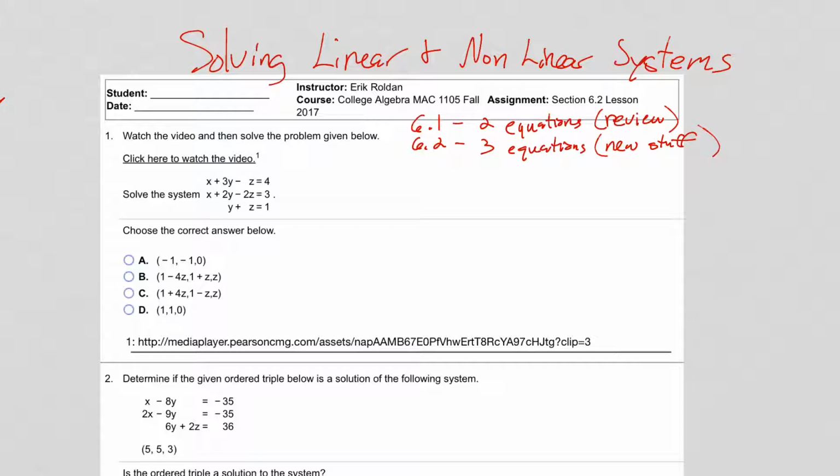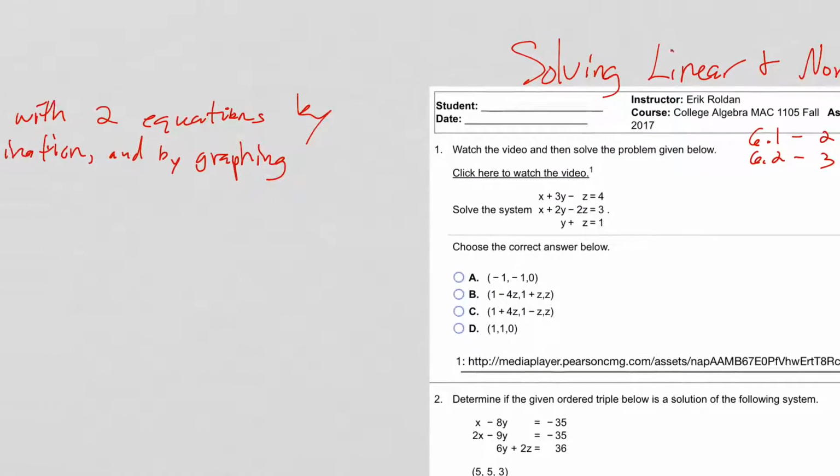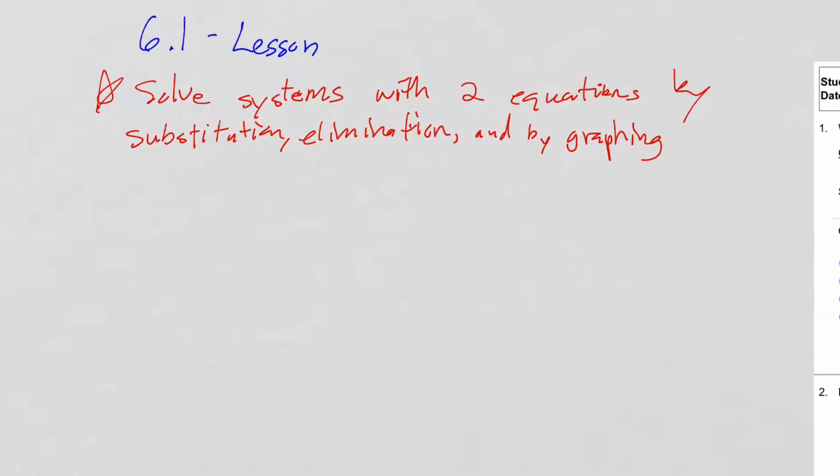All right, so let's start with 6.1. We're going to do the lesson for that before we do 6.2. So let's take a look at 6.1. 6.1, again, is just a review, and that's solving systems with two equations. This is high school algebra, and we're going to start with number 2 of the lesson. Number 1 is a little bit advanced, but it does have a video there for you to see. Number 2 is pretty straightforward.